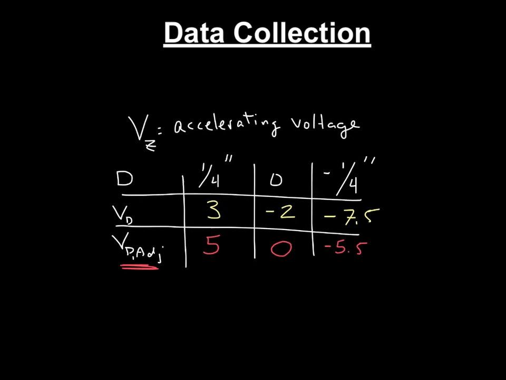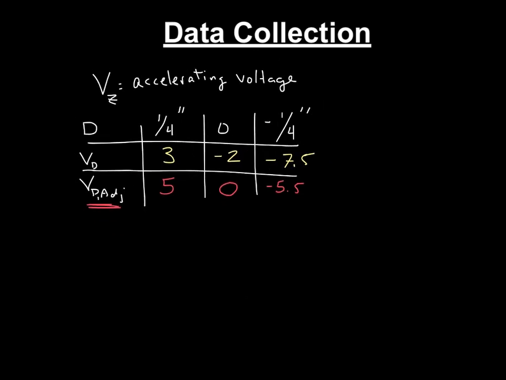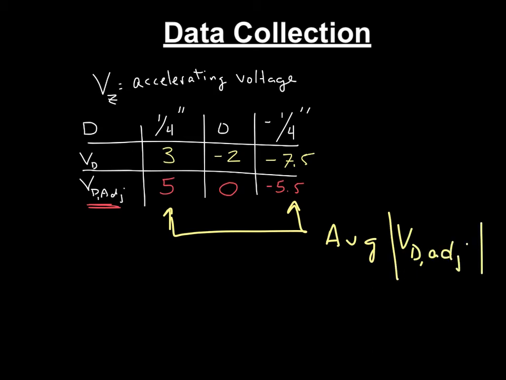So if we move this up here, you will have 8 values because your table goes all the way up. You're going to average the values at a 1/4 inch. You will average your VD, your adjusted deflecting voltages, and the absolute value. So this would be at D equals 1/4 inch.